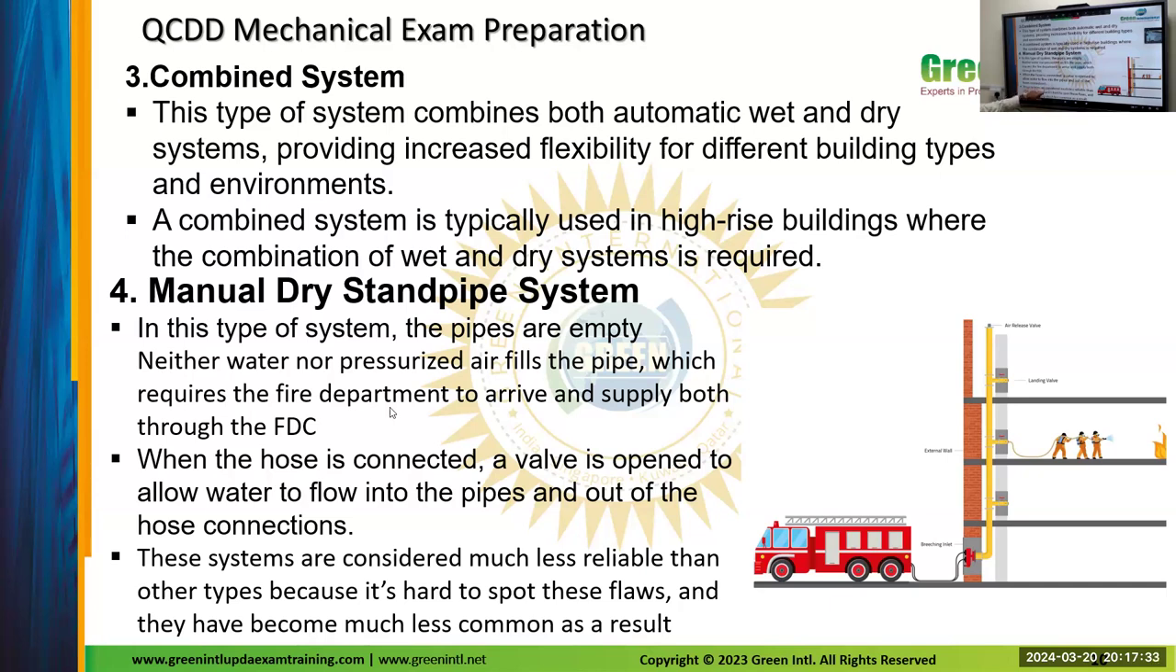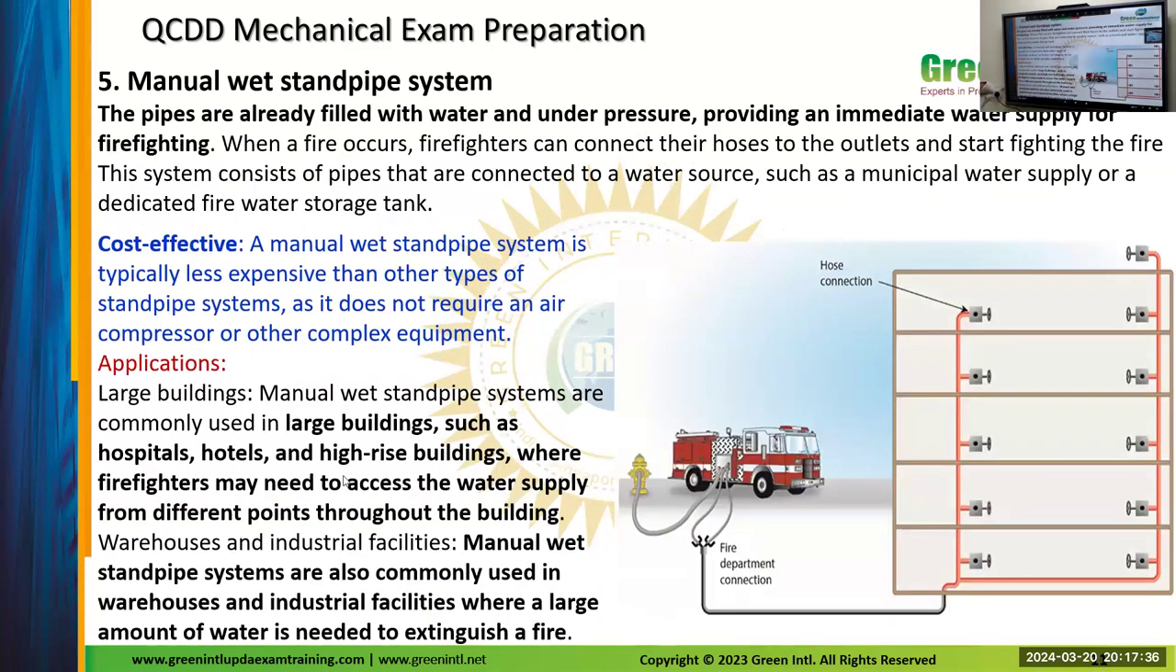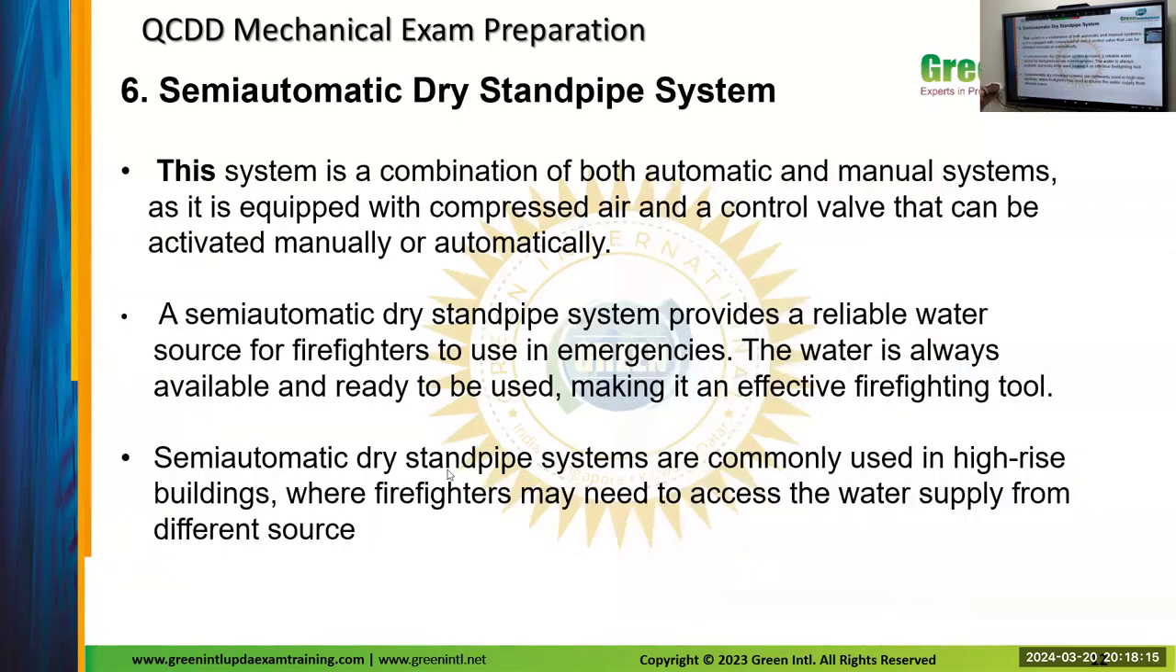Connected to the valve. Manual wet standpipe system: water will be connected to the connection, and it is not connected to the tank. Instead, the connection will be given for the FDC connection. Okay, so this will be used for low hazard areas. When a fire occurs, firefighters can connect their hose outlets and start the systems. Pipes that are connected to the source of water, dedicated water, cost effective. Same. Okay.